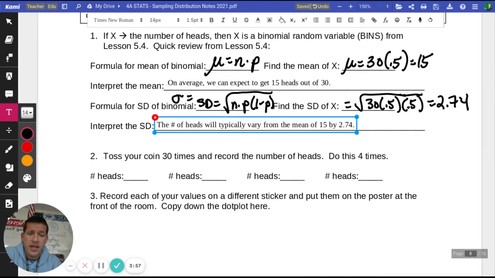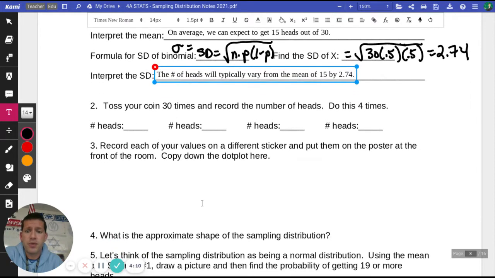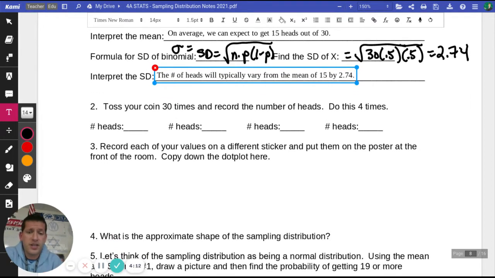If you're doing this in class, maybe you'll toss the coin 30 times, and you do it 4 or 5 times, write them all down, record all your values on a sticky sheet, put them on a poster in front of the room, and then jot down a dot plot there. I don't have you, you're on video. You're in the future, I'm in the past.